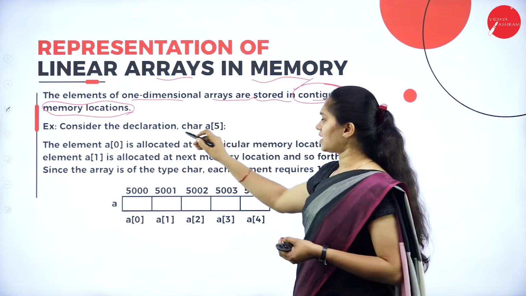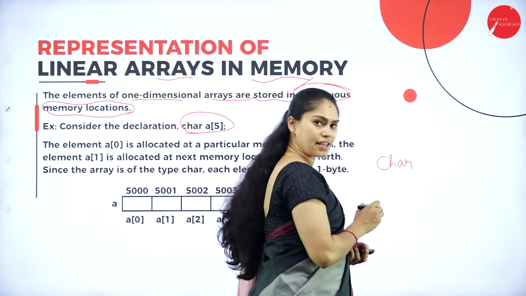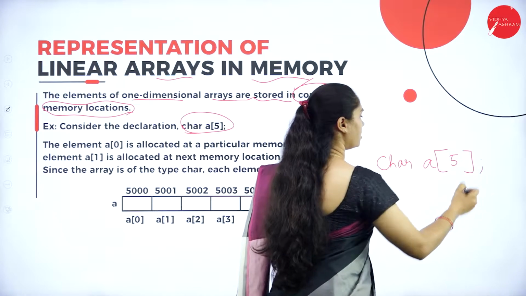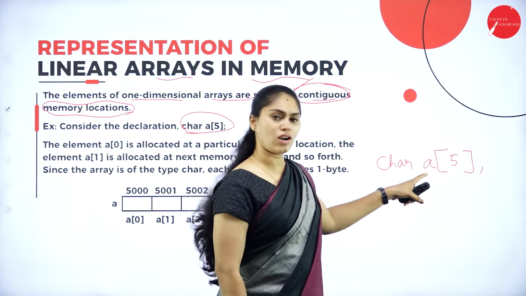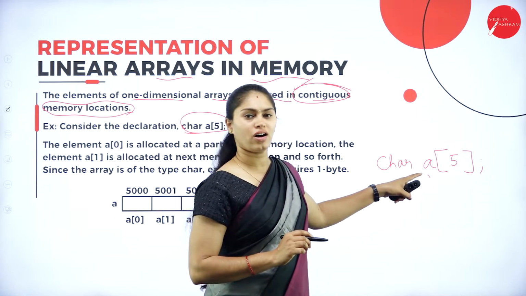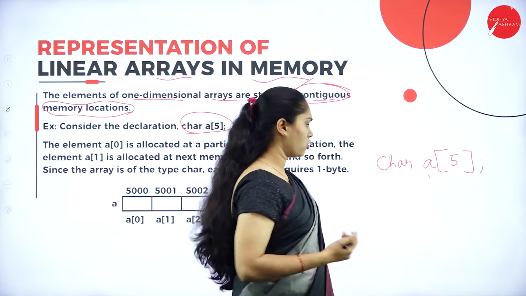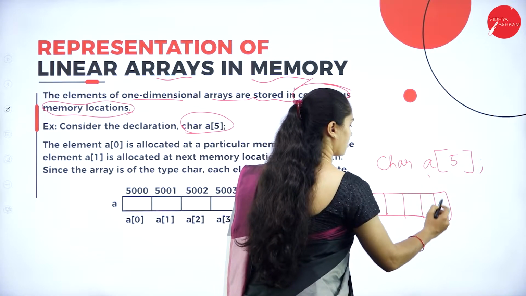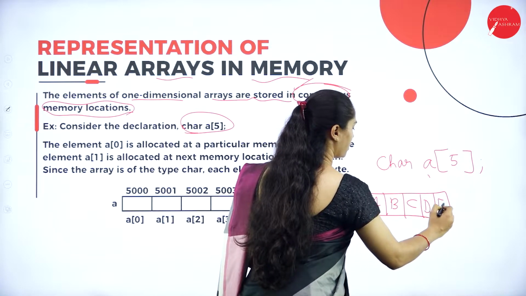Also, take the example of char A of 5. Usually, if I am declaring an array, I specify the data type, then the name of the array, and within the square brackets we have to take a size, right? So here I am declaring an array called A of the data type character. This array A is able to hold a collection of only characters, and up to 5 characters it will hold. Then how will it be represented? Consider A, B, C, D, E.